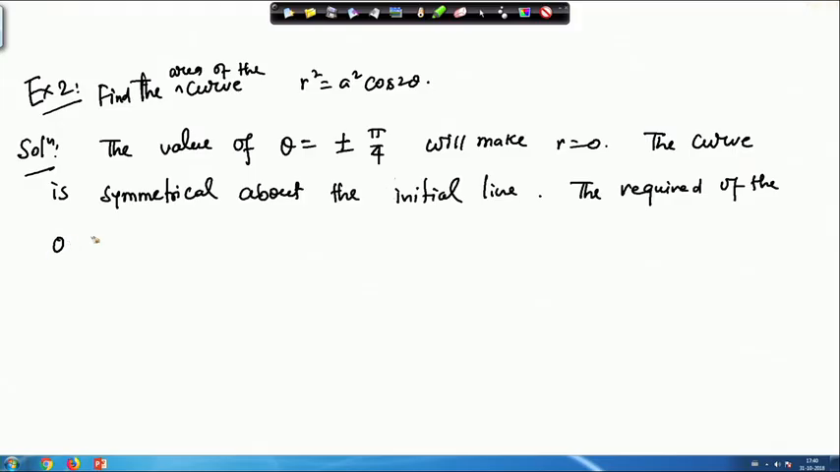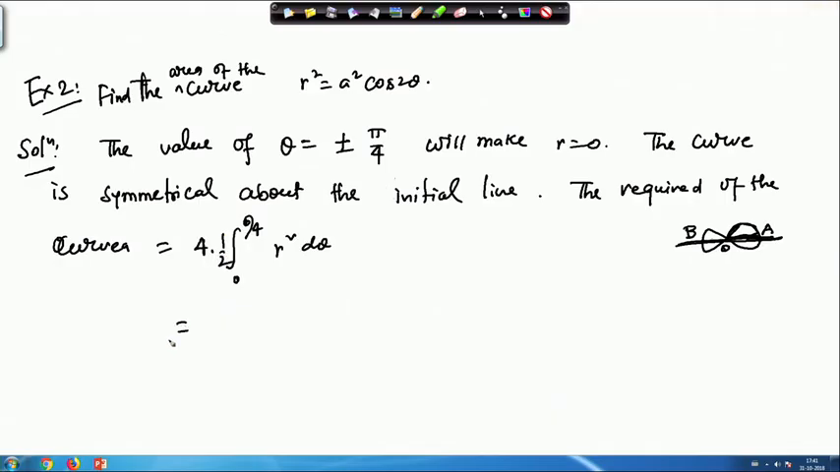of the curve is equal to 4 times, because this curve will look like something of this type. So this is our initial line, so that's the point A. Let's say this is point B, this is point A, this is point B. So we are basically calculating this area and then we are multiplying it by 4. So 4 times integral from 0 to pi by 4 of r square d theta, and then here we will have 1 by 2.